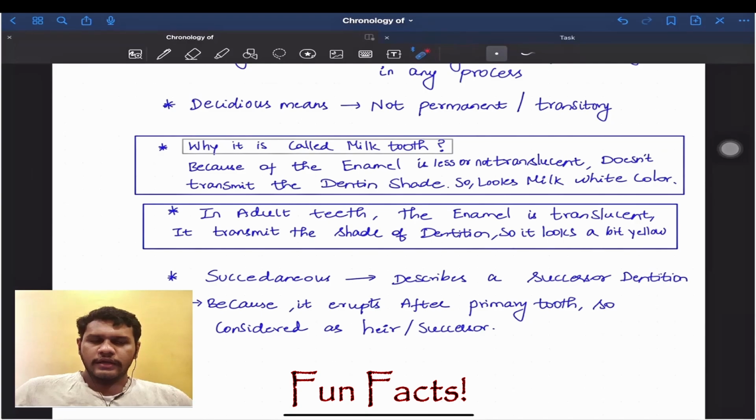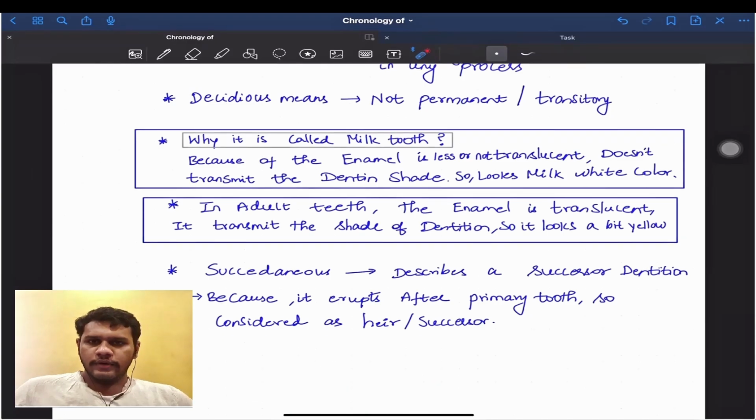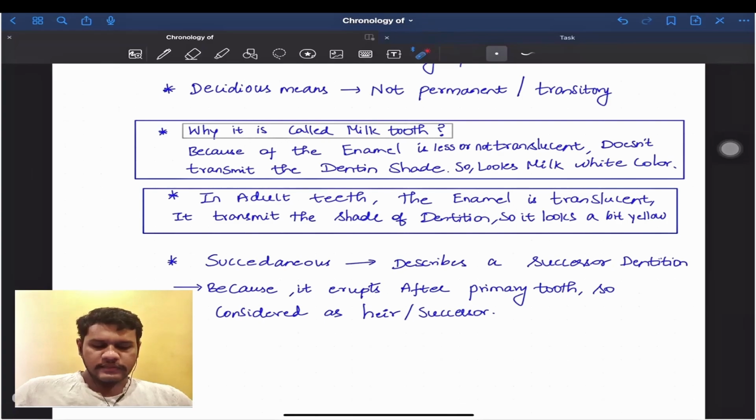Have you thought why the primary tooth is called the milk tooth? Why does it look more white, or a milky shade? Because in adults the enamel is translucent. It transmits the shade of the dentin. When light passes through the tooth, it reflects the inner shade, that is the dentin shade. So it looks a bit yellow in adult dentition. In primary dentition, the enamel is less translucent or not translucent, so it doesn't reflect that much of the inner dentin shade. So it looks milk white in color.